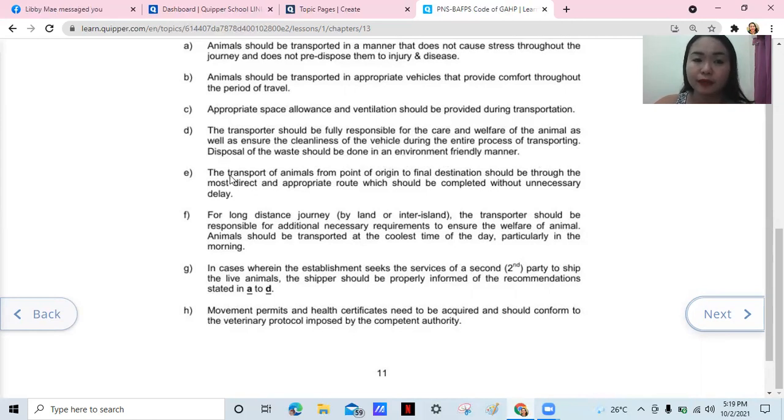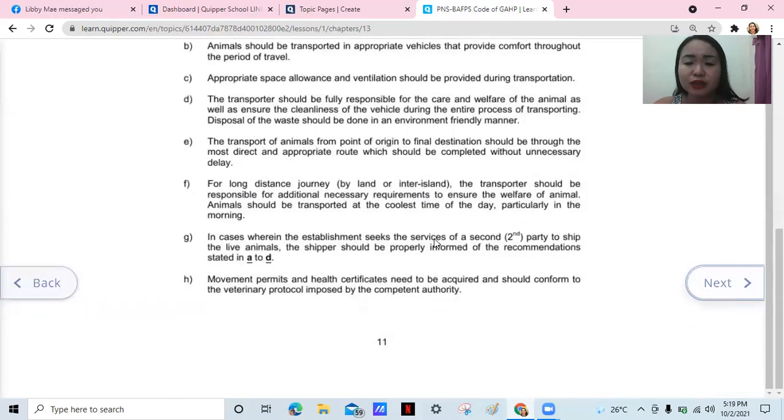Especially the pollution. The transport of animals from point of origin to final destination should also be through the most direct and appropriate route. Dili kay laglaag pag city, of course. It should be completed without unnecessary delay. And for long distance journey by land or inter-island, the transporter should be responsible for additional necessary requirements just to ensure the welfare of the animals. And animals should be transported in the coolest time of the day, hindi in the middle of noon time na masyadong mainit, particularly in the morning.